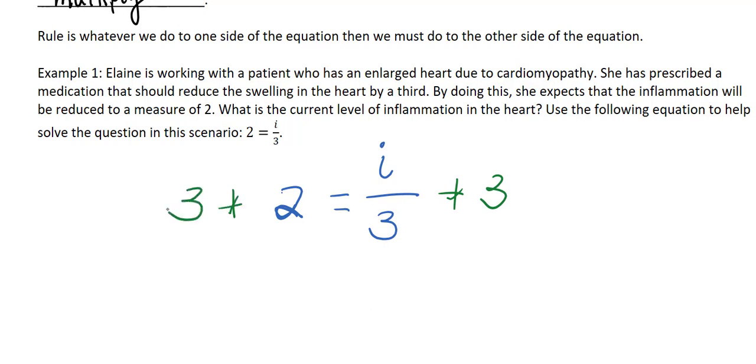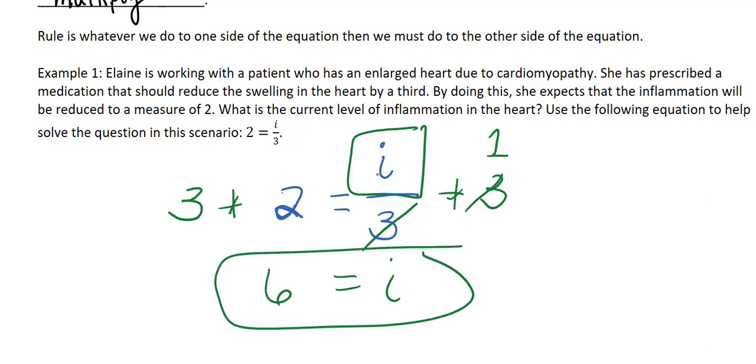Because we do it to the right-hand side, so this just becomes 1. So we're left with I by itself. On the right, 3 times 2, well that's 6, and that's our solution, right? Because 6 divided by 3 is equal to 2, so that checks out, and we know we did it right. Now let's go ahead and look at the next example.